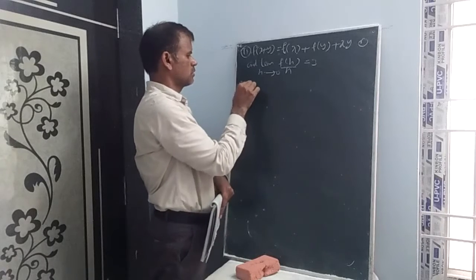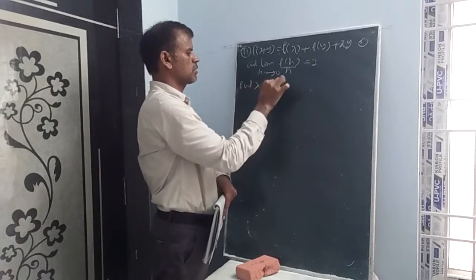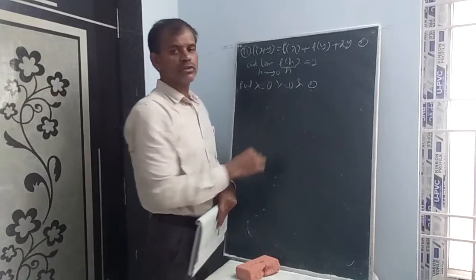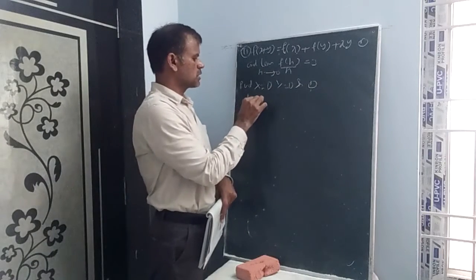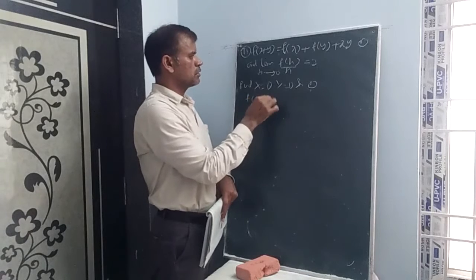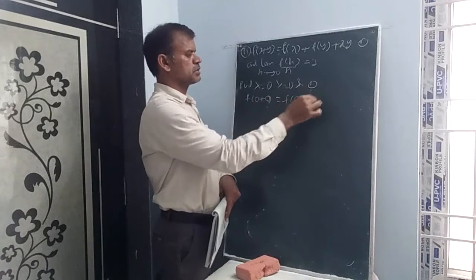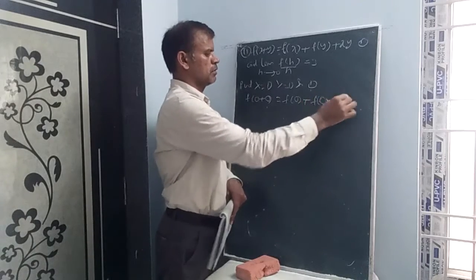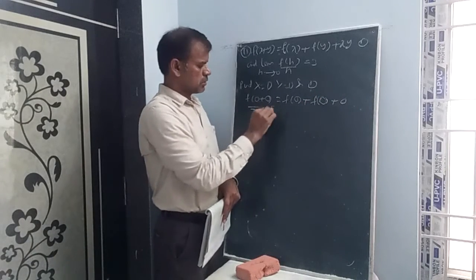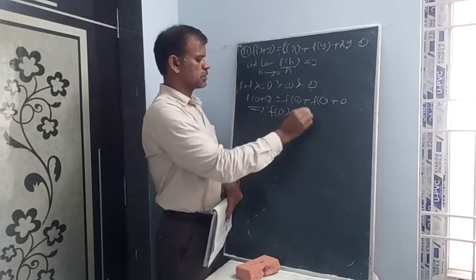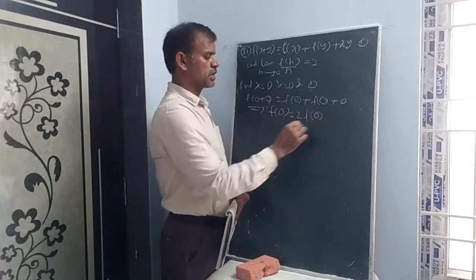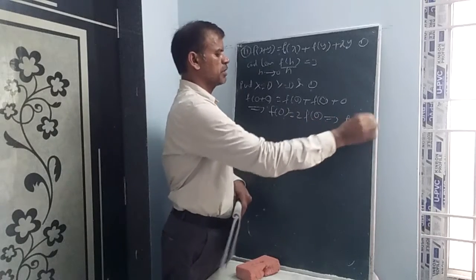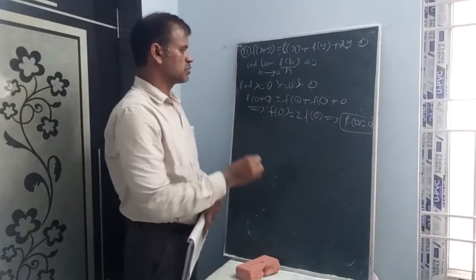Now, put x equal to 0, y equal to 0 in 1. So this is f of (0 plus 0) is equal to f of 0 plus f of 0 plus 0 into 0 becomes 0. That implies f of 0 is equal to 2 f of 0. Don't get it cancelled here; this f of 0 taken this side. So f of 0 becomes 0. The value of f of 0 is 0.